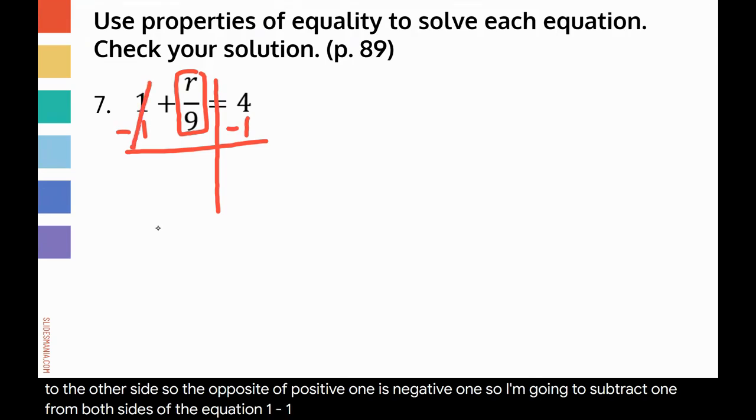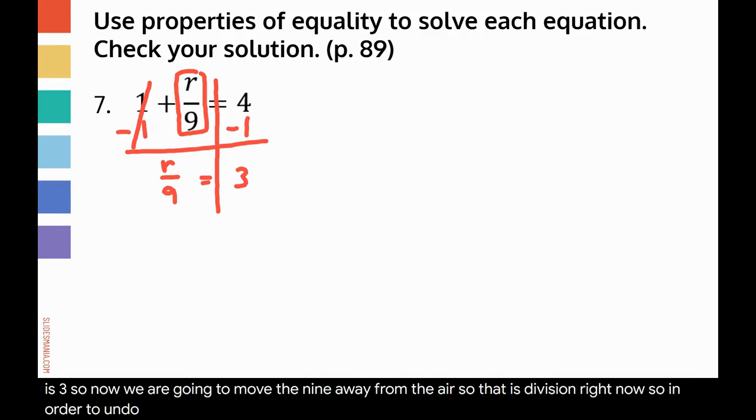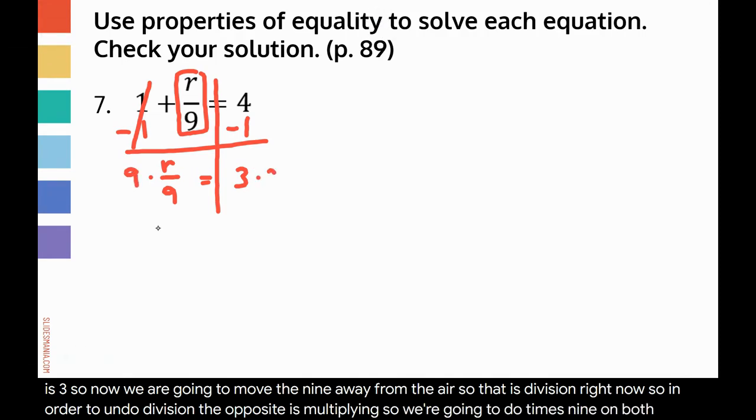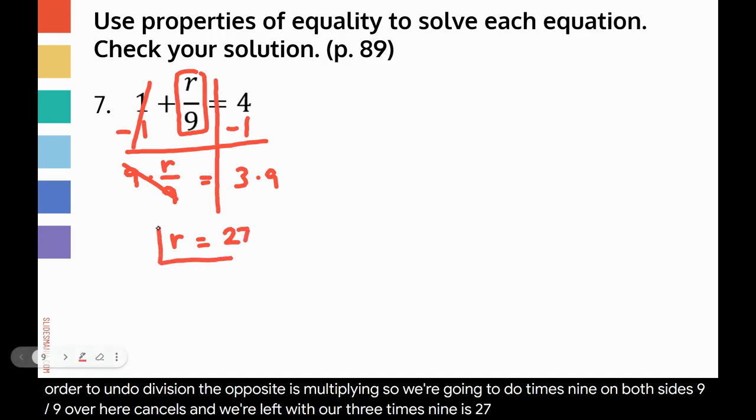1 minus 1 is 0, so that cancels. R over 9 is going to come down. And then 4 minus 1 is 3. So now we are going to move the 9 away from the r. So that is division right now. So in order to undo division, the opposite is multiplying. So we're going to do times 9 on both sides. 9 divided by 9 over here cancels, and we're left with r. 3 times 9 is 27. So r equals 27 is our answer.